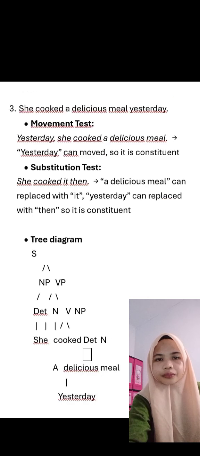Number 3. She cooked a delicious meal yesterday. Movement test. Yesterday, she cooked a delicious meal. Yesterday can move, so it is constituent. Substitution test. She cooked it then. A delicious meal can replace with it. Yesterday can replace with then, so it is constituent. And here the tree diagram.